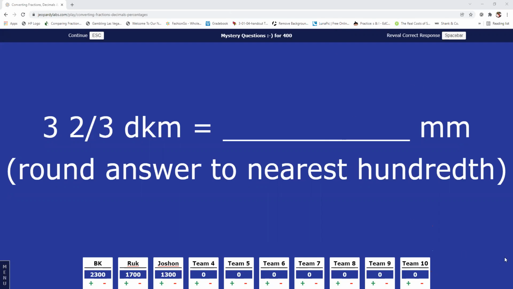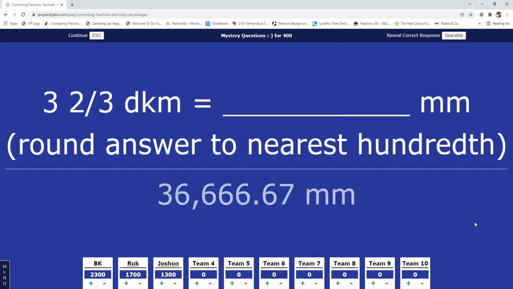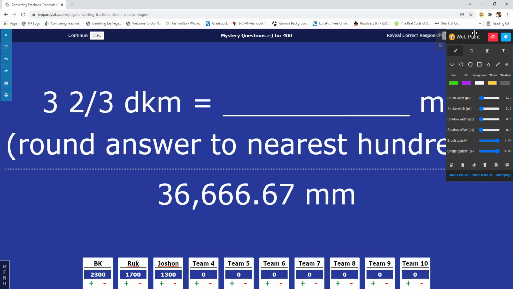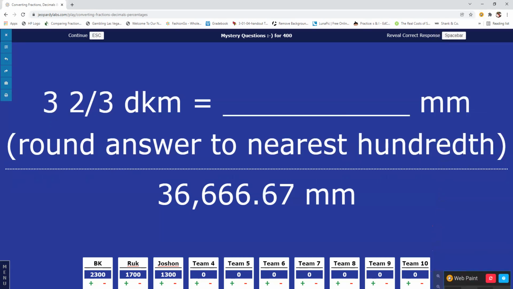All right, and the correct answer is going to be 36,666.67 millimeters. All right, so this is an example of conversions within a system, which is something that we covered in the group all last week. So you guys should be, if you've been keeping up, pretty well versed in this.